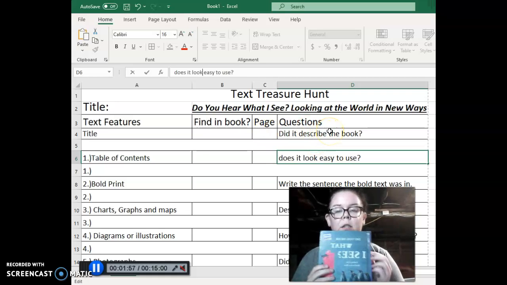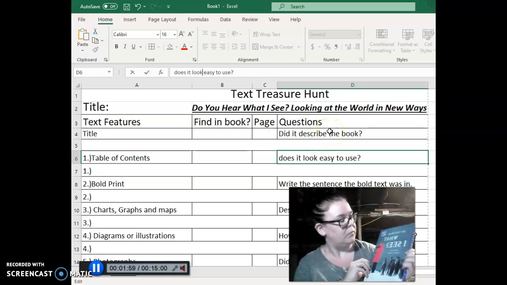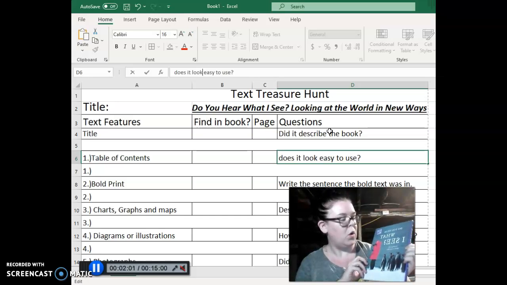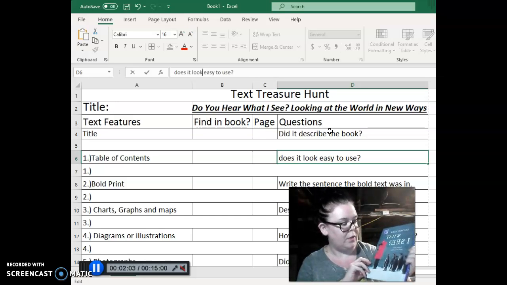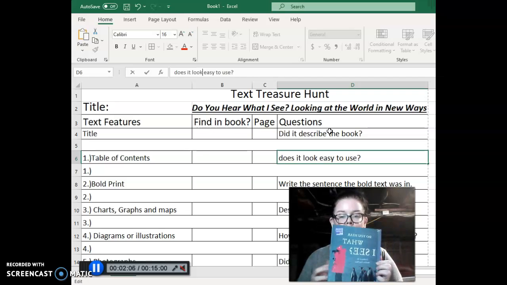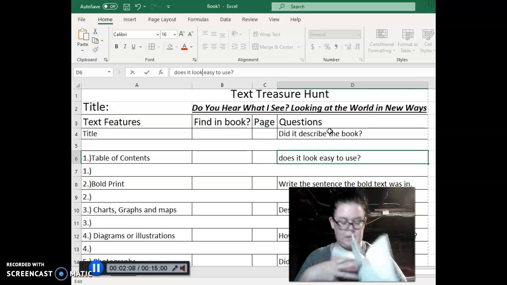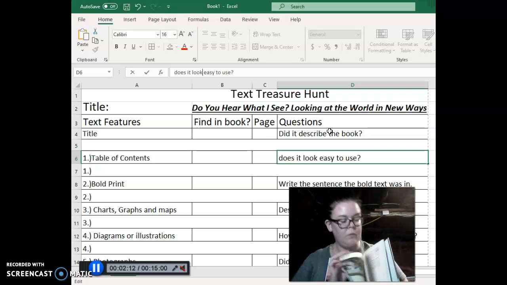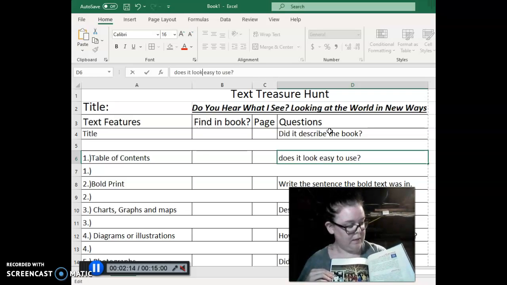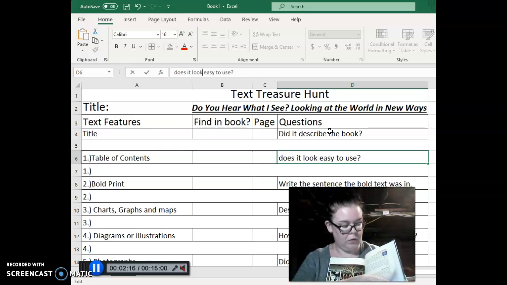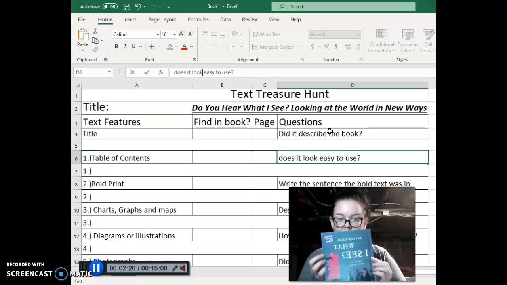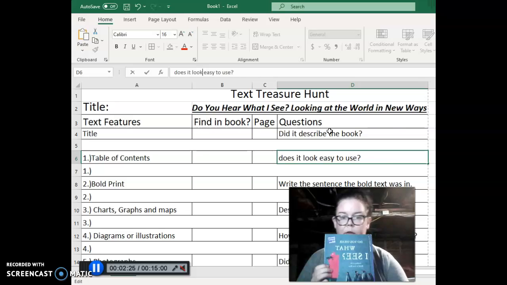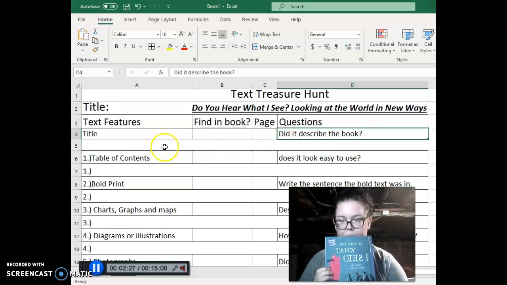And then, did it describe the book? Do you hear what I see? Looking at the world in new ways. Now, going through this and reading some of the stories, do you remember what the stories were about? Right, they were about different places all over the world. So for me, yes, this does describe the book. So we're going to put a yes here.